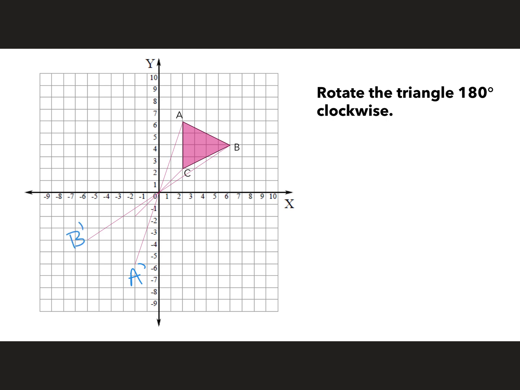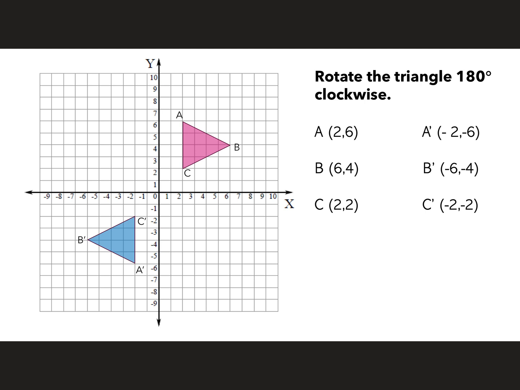So let's go ahead and label these right here and draw a triangle. Voila. Now let's get rid of those lines so we just see the turn. All right, 180 degrees. Obviously, it does not look like a reflection. It definitely is a rotation. But let's look at these ordered pairs. We went from 2, 6 for my A to -2, -6. 6, 4 to -6, -4. And 2, 2 to -2, -2.